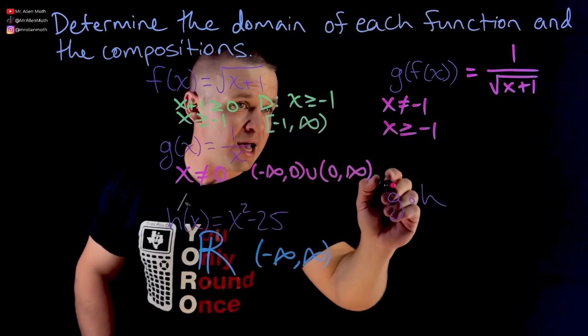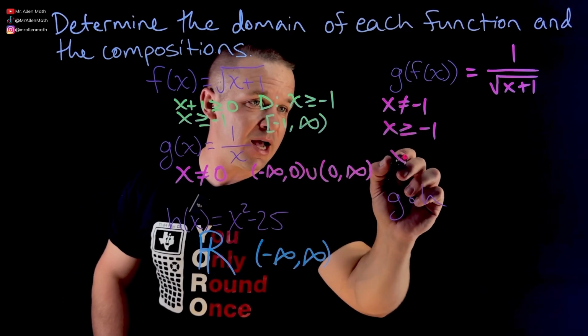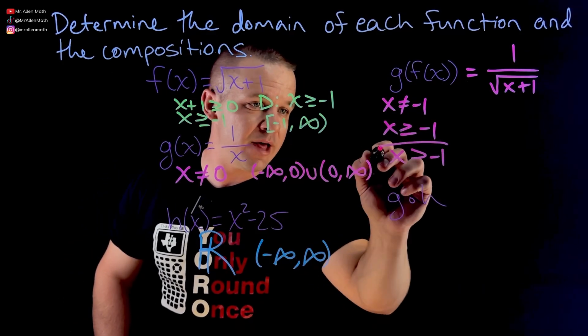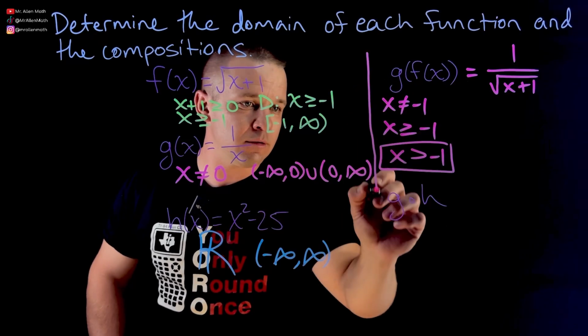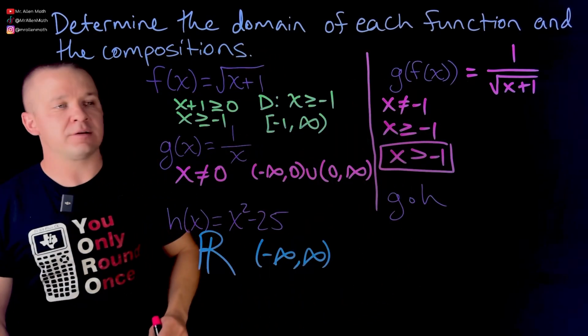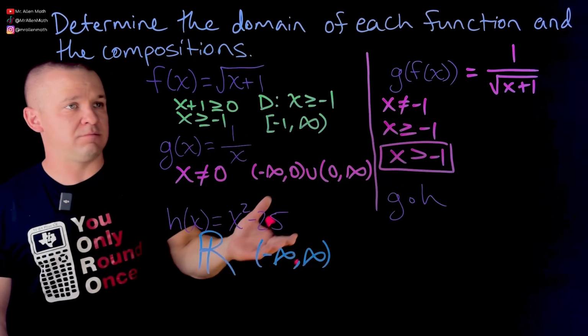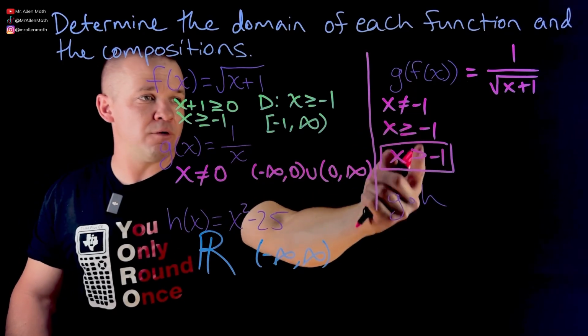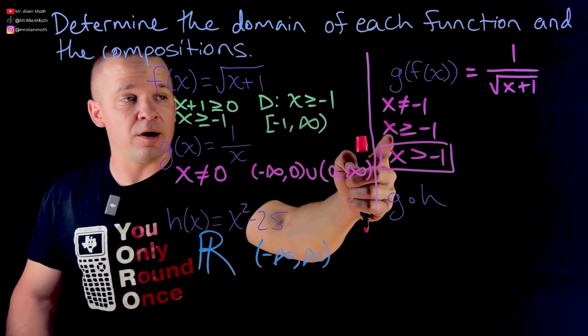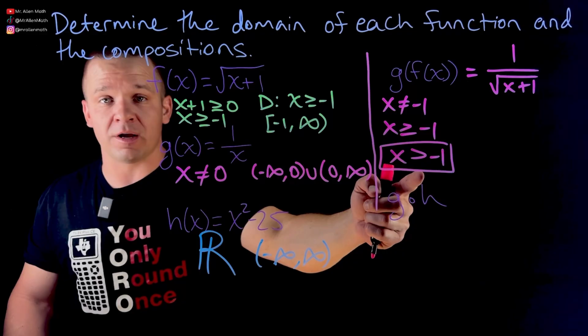Well, the way that we're going to do that is just remove the equal to, right? x is greater than negative 1. That is my domain for g of f of x. There we go, right? That does it. Cannot equal negative 1. This doesn't equal negative 1. Got to be greater than or equal to negative 1. This is greater than negative 1.